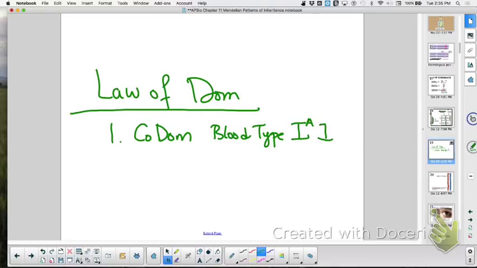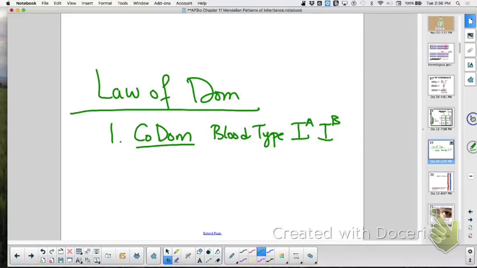Because both the A allele and the B allele are dominant. When you have type A blood, you can have big I A, or you could have big I A, little i. That's still dominance. Same thing for B. The exception is codominance, big I A, big I B, where you're not adhering to the law of dominance. Both the A and the B allele are expressed, and those are expressed as antigens on the red blood cell.